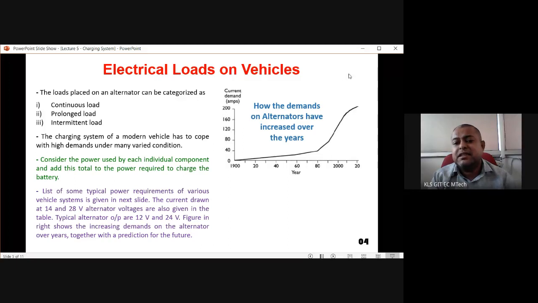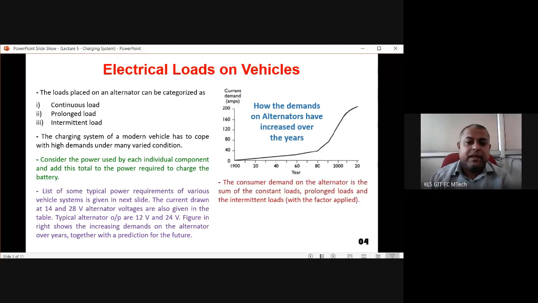Okay, so this is less increment, but in between 2000 to around 2010 you could find a very steep increase on the demand on alternator load. That means the alternator is doing much more work recently. Consumer demand on the alternator is the sum of three things: the constant load, prolonged load, and the intermittent load. Next slide will show you different types of loads and how to calculate how much will be the requirement of power at any instant.